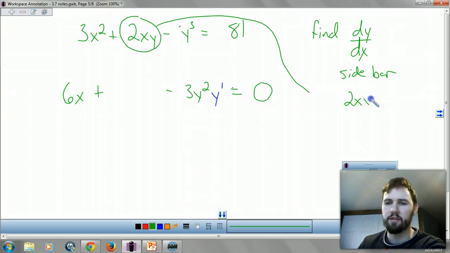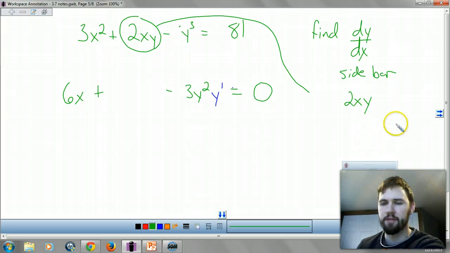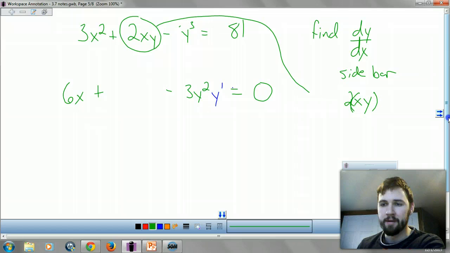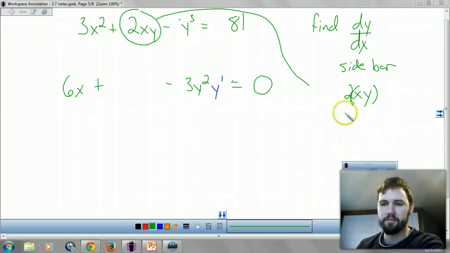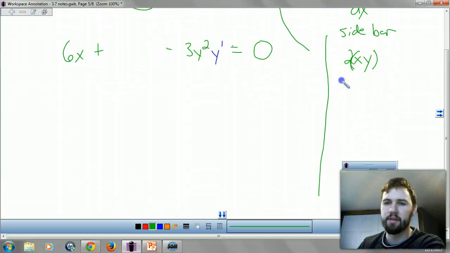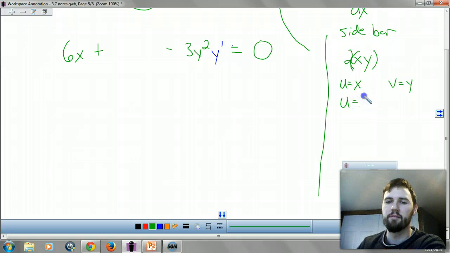So we have 2xy. In fact, we can take that 2 out in front for the time being. So we need to find the derivative of this beast. We have to use our product rule. u is going to be x, v is going to be y. Derivative of x is 1. The derivative of y is y prime.